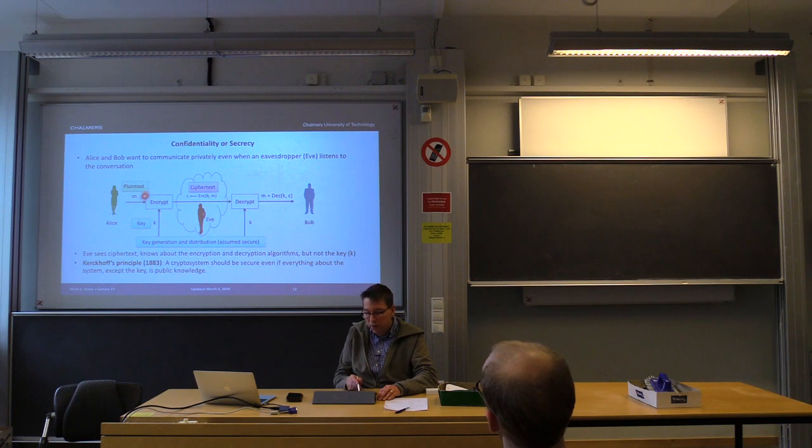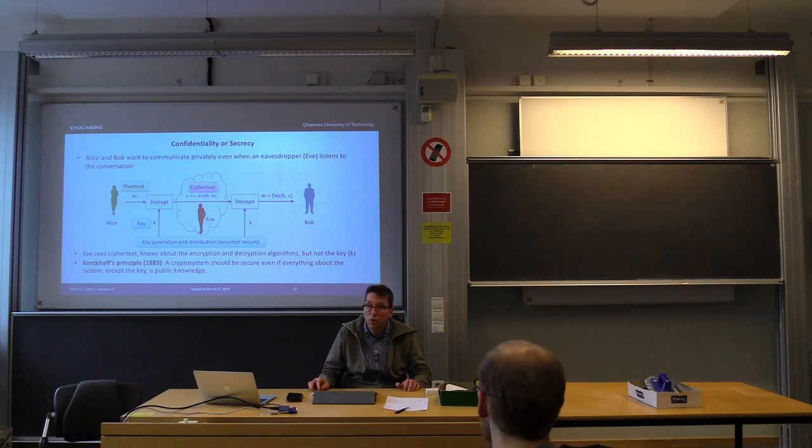So we don't have a secret encryption algorithm. We have a secret input to the algorithm, which is this key. So this is called Kerckhoffs's principle, and it's an old one from 1883. And it basically says this. It was phrased in another way, but a crypto system should be secure even if everything about the system except the key is public knowledge. So this is the principle.